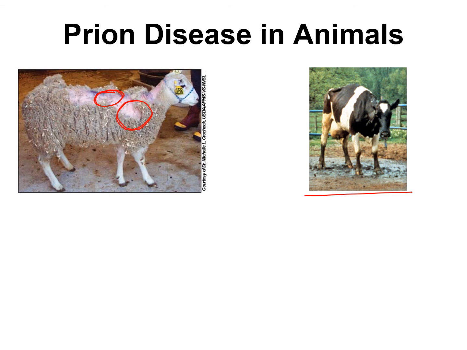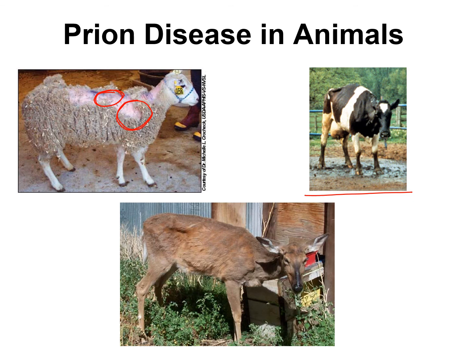The last animal disease is chronic wasting disease. So chronic wasting disease in deer. And this is actually around northern Illinois, southern Wisconsin. And during hunting season, a lot of the deer are tested to see if they are carrying CWD. And again, you see a lot of wasting disease, loss in motor control, and so on.